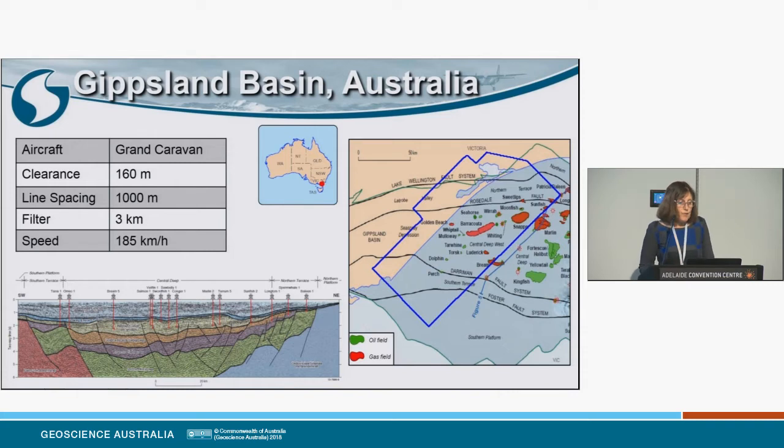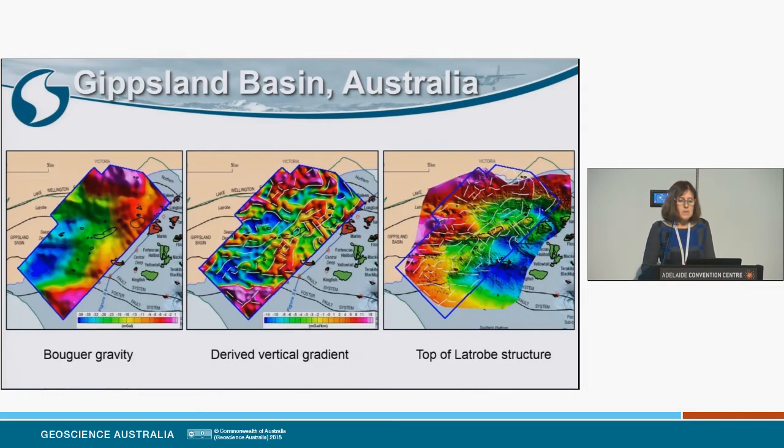A project that we flew in southeastern Australia, the Gippsland Basin, was flown in a very well-studied oil and gas area. You can see the survey block outlined in blue there. It was flown with a 1,000-meter line spacing and a few infill lines at 500 meters. The gravity data allowed us to do a detailed interpretation of the major structural features within the basement and also to improve the understanding of the basement configuration.